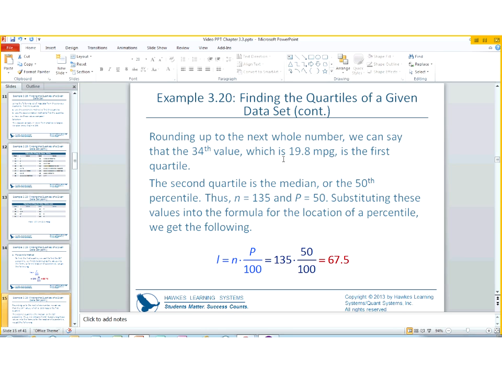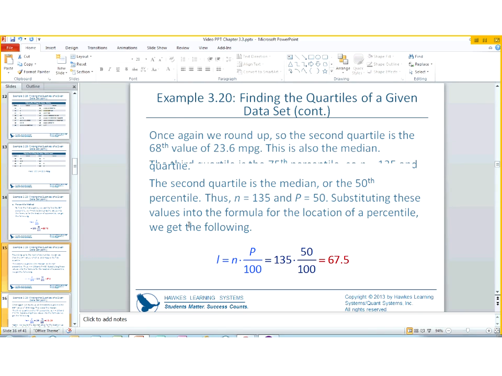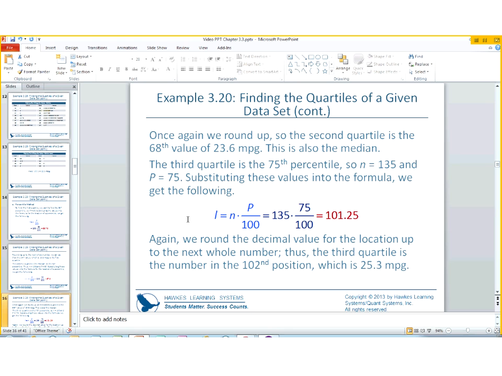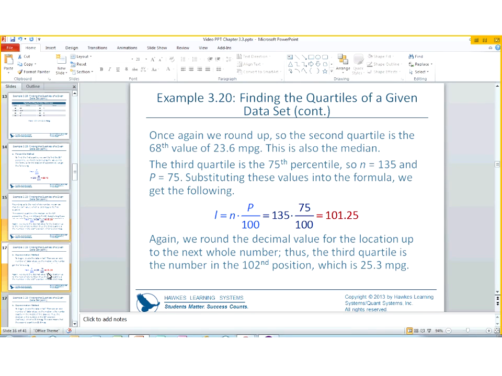For the second quartile, you do the same formula, except the 25 now becomes 50. You get 67.5, which means you round up to 68 and look at the 68th value, which is 23.6. The third quartile is the 75th percentile. So all you do is N, the number of values in our data set, times 75 over 100, which gives you 101.25. You round up to 102, and the value in the 102nd position is 25.3.